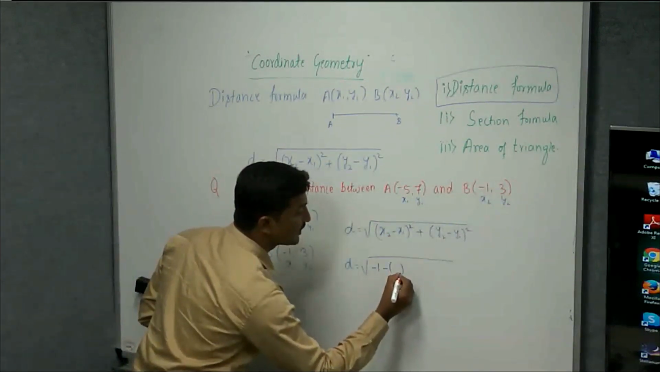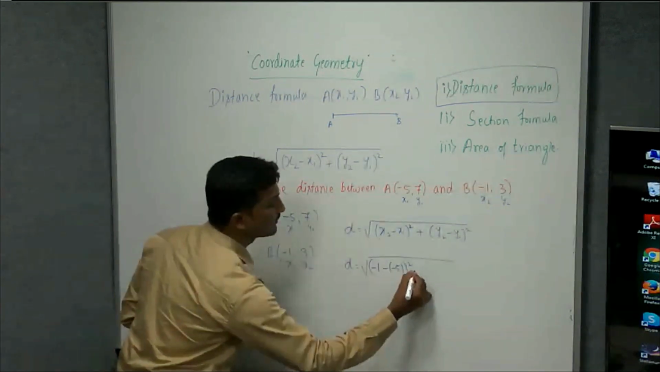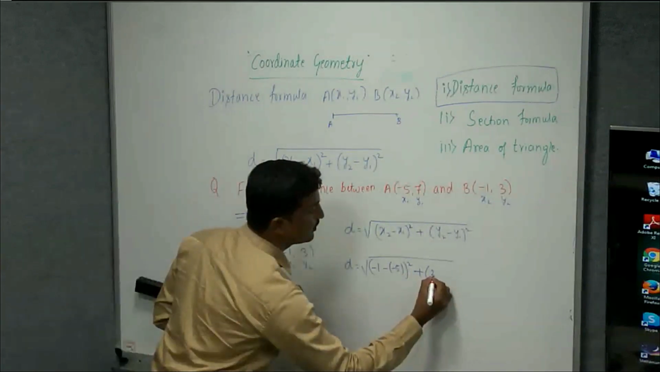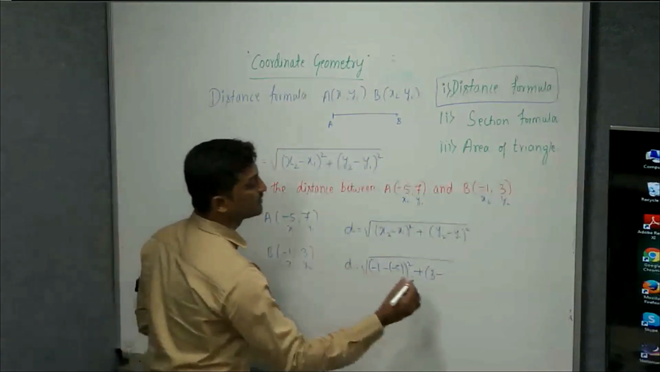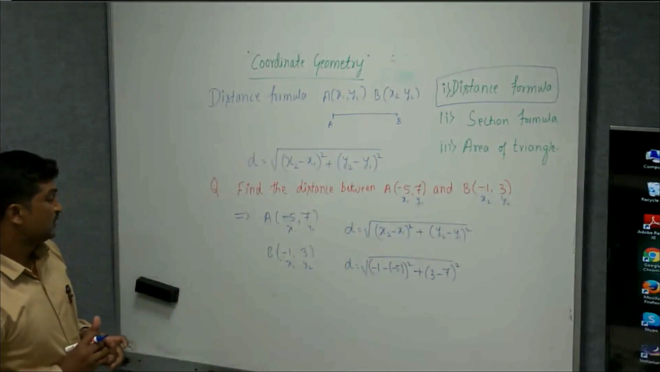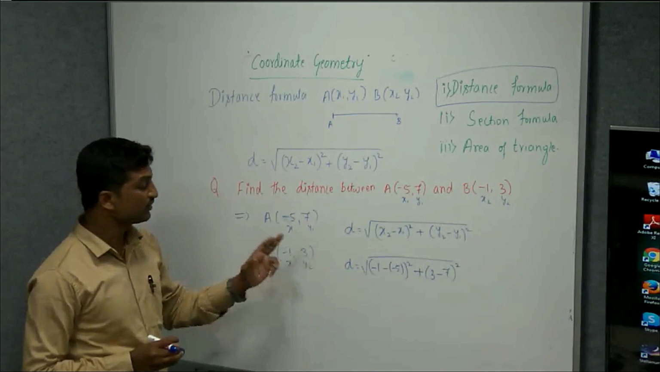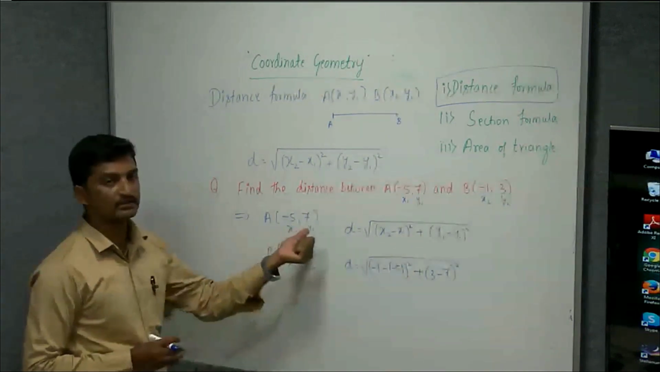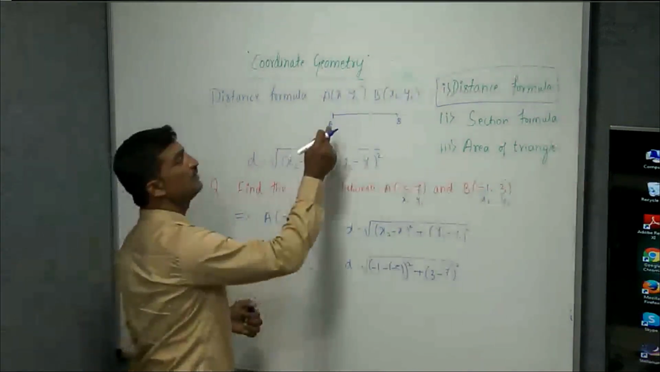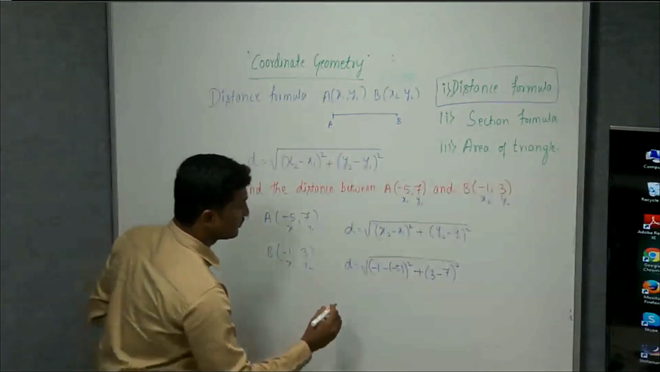So as I said earlier, please write this value in the bracket and whole square, plus what is y2? y2 is 3 minus what is y1? This is 7, whole square. And one thing, it is not necessary to take this as x1, y1 and this as x2, y2. You can take this as x1, y1 and that as x2, y2. It doesn't make any difference because the distance from A to B is the same as B to A. That's the reason. Now solve this one.